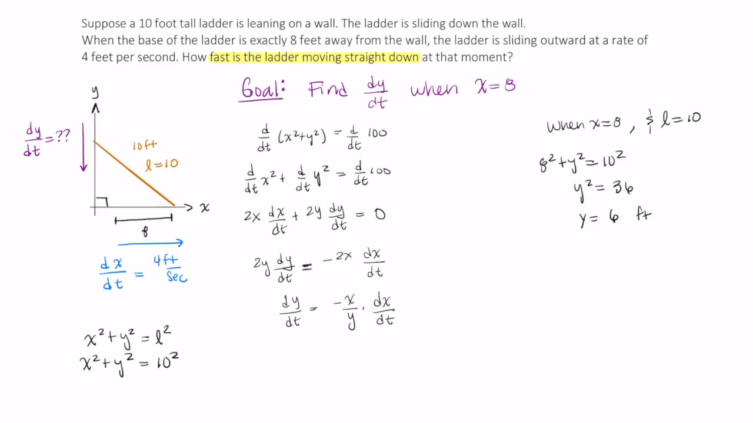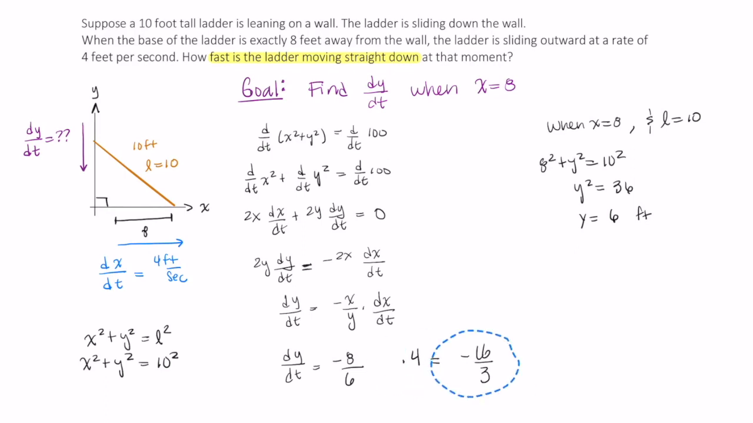Okay, so now I can fill in all the quantities that I do know. That is dy over dt is equal to negative x, which is 8 at this point, over y, which we figured out here is 6, times dx over dt, which is 4 feet per second, that's here. This works out to be negative 16 over 3. But before I stop, let's just chat about the units really quickly.